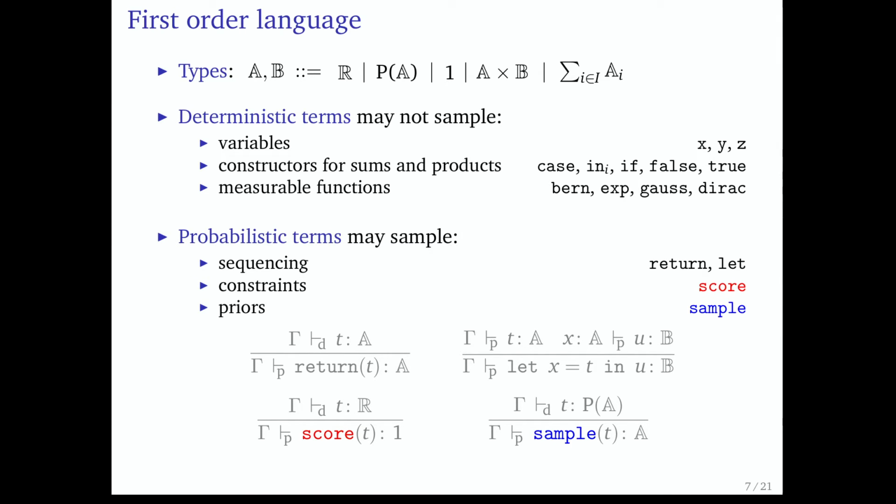So score just says the thing I've observed. If t is some real number, deterministically, not depending probabilistically on the context, on the input, then score of t is going to be a singleton, a term of type 1, but it's going to be a probabilistic term. And similarly, if t is some distribution on A, then sample of t is going to give me an element of A. It's a term of type A.